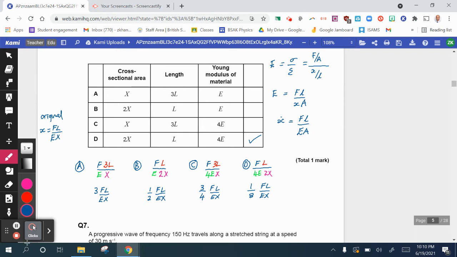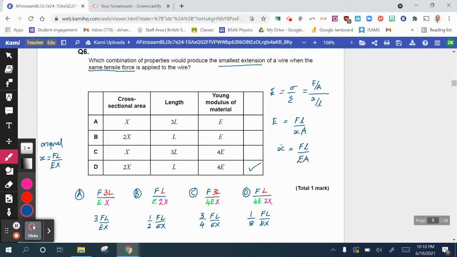Next, we're looking at B. That's the same force as before. L is the length of the wire. E is the Young's modulus. And now the cross-sectional area is twice the original, so I'll put 2 times X there. If I move that number to the front, it's a half, because it's at the bottom of the fraction. So it's half the original extension.